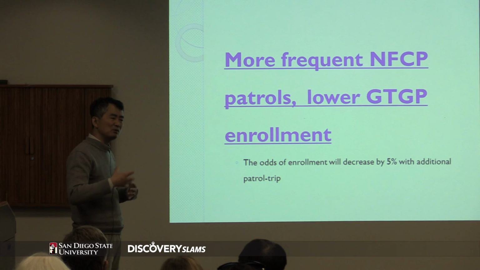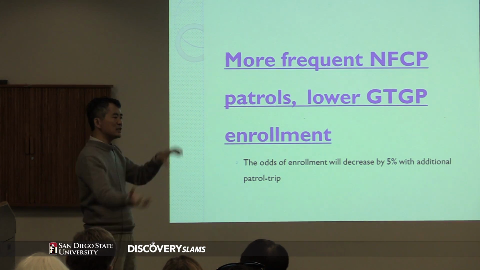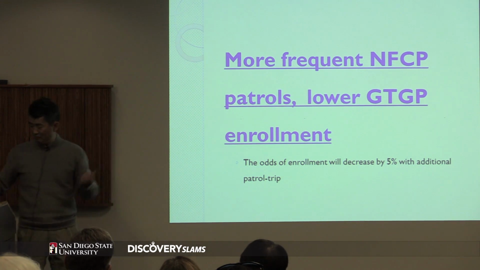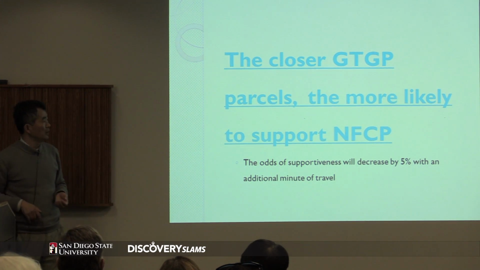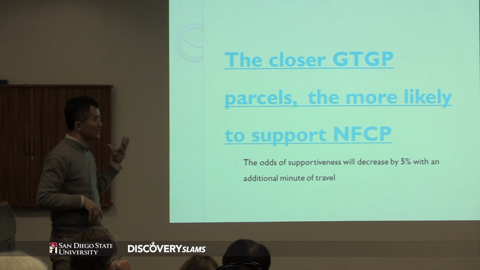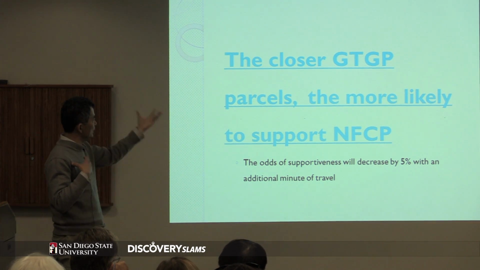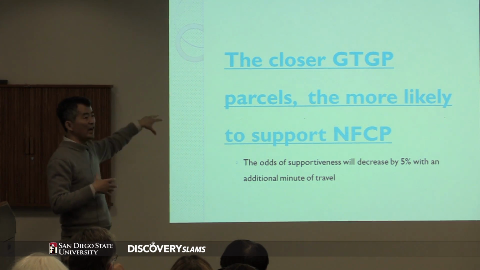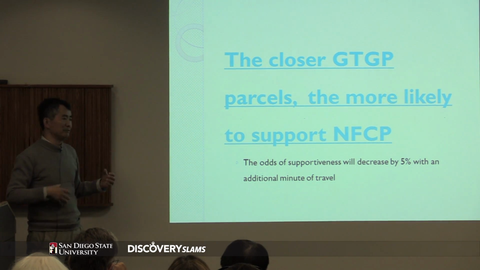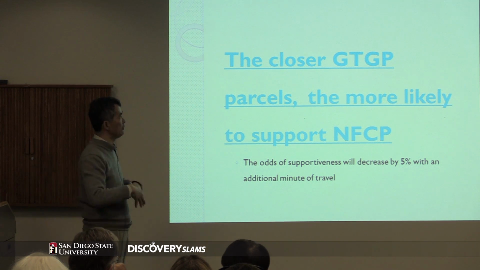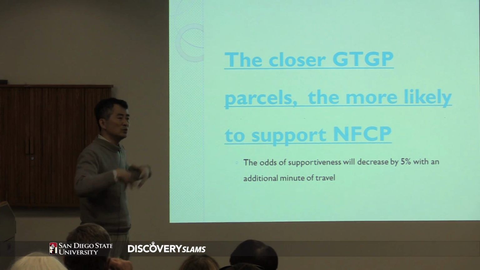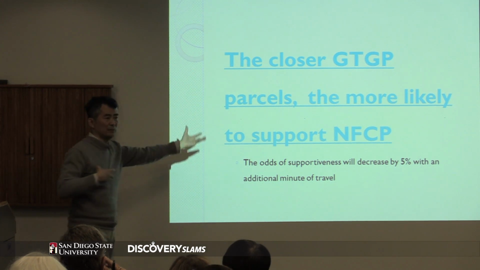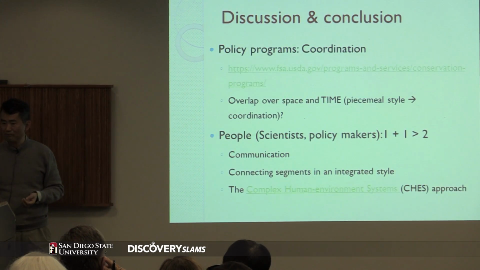My reasoning is that probably their time is limited. If they spend time on this, they probably have to reduce time on that, even if they get money from both. And the last one is consistent with what I found. The closer the GTGP parcels, the more likely they are to support NFCP. You can say that if they don't have to spend too much time traveling to the GTGP parcels to plant trees and take care of the trees they planted, then they are more likely to support the NFCP program.